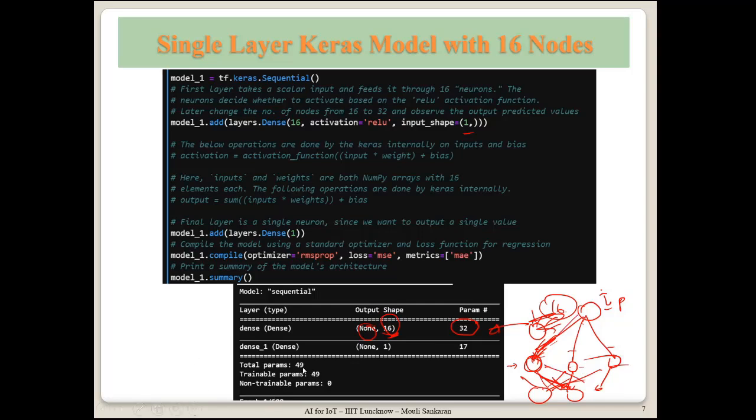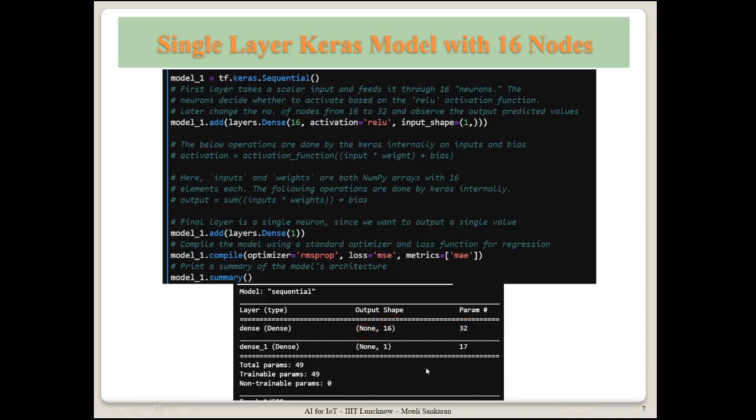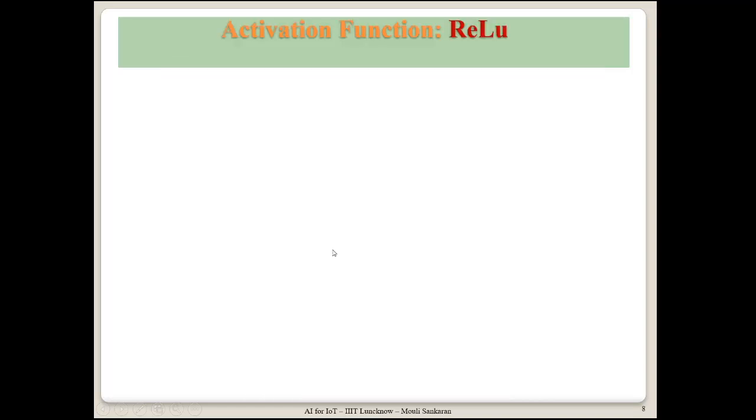So how many parameters? 49 total trainable parameters. That means these parameters take part in the training. When you do backpropagation, the optimization happens, and all these 49 parameters will get changed. That's what it means. And this is the output that you get when you call model summary. I hope this is clear.